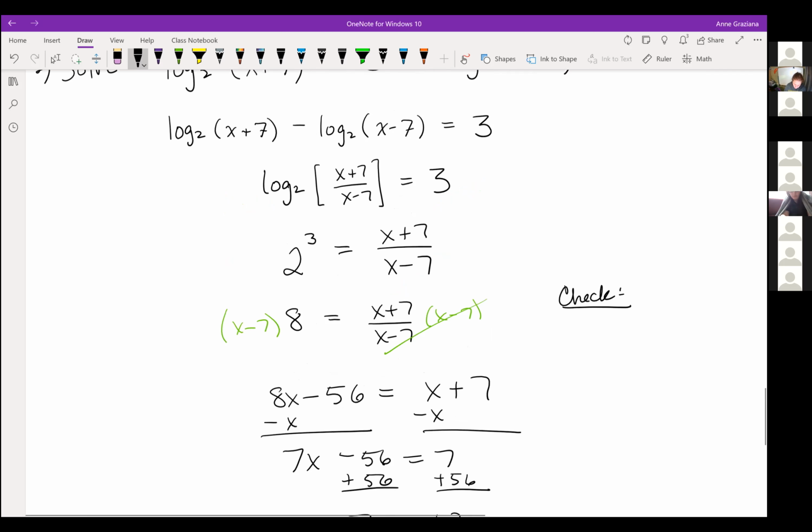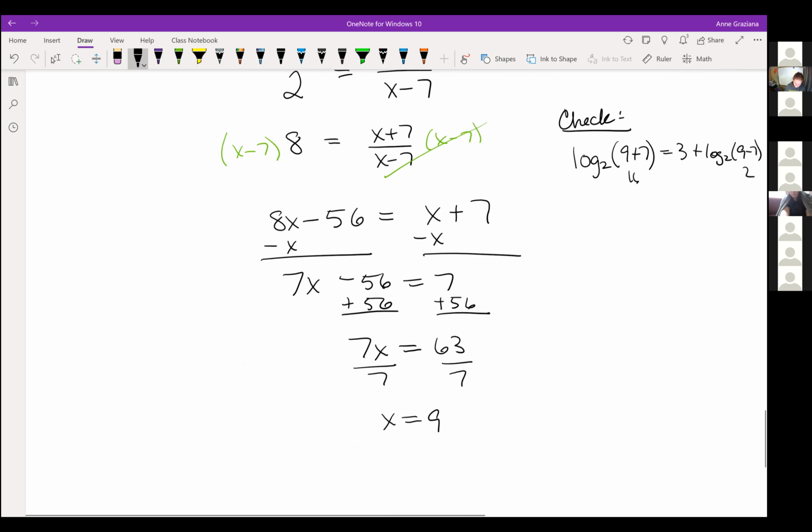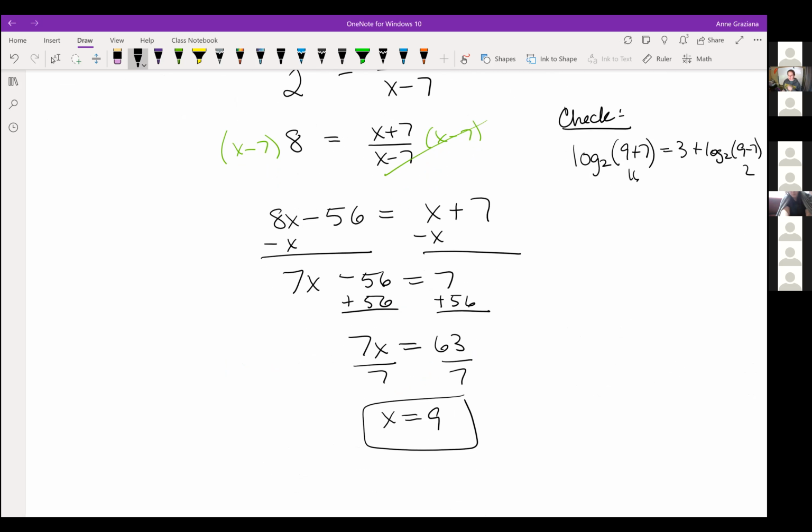Go back to your original. You have not this one even. I would go all the way back to your very original equation. So log base 2 of 9 plus 7, no problems there, equals 3 plus log base 2 of 9 minus 7. That's a 2. That's a 16. We're good. Okay. Any questions?